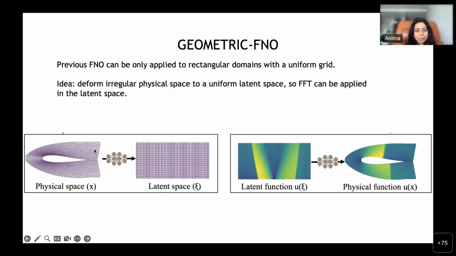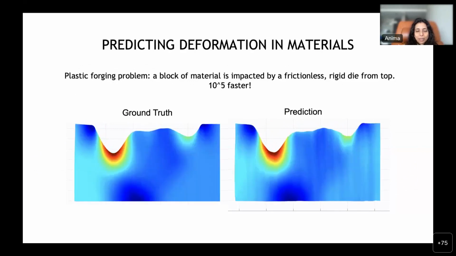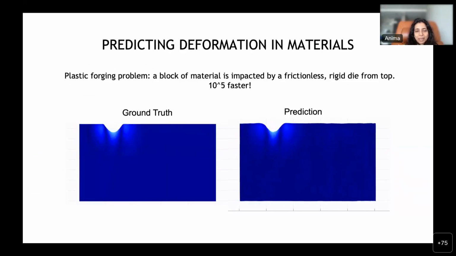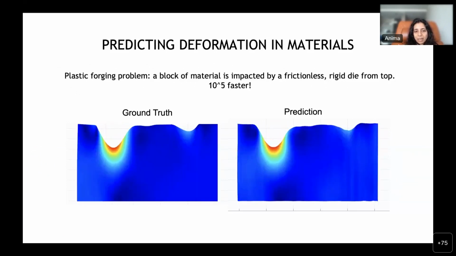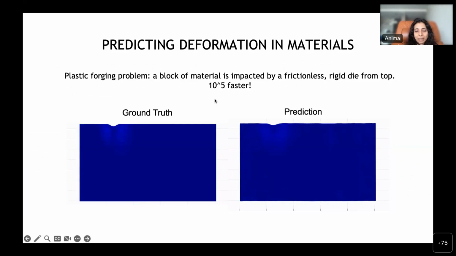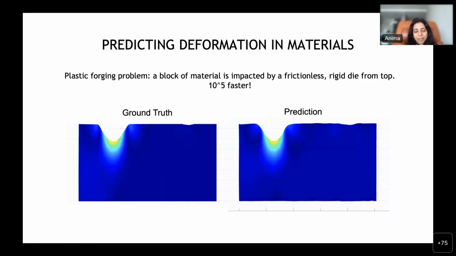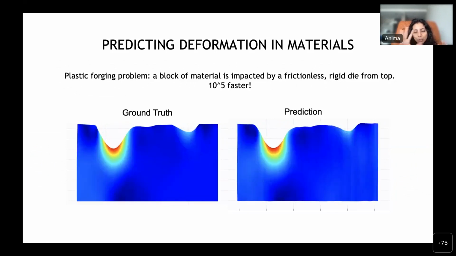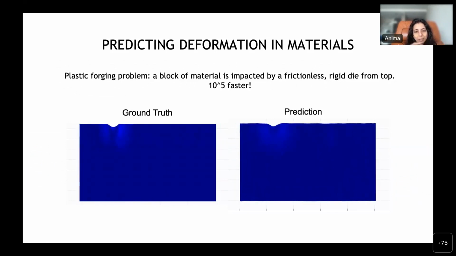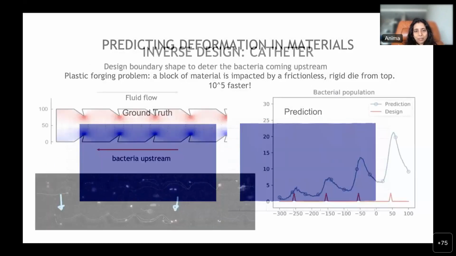And so what we do is we learn such deformations point-wise. And this way we can go to a latent space and do efficient computations and come back to the standard domain. And so you can see where we predict deformation for plastic forging here. And again, we see really impressive speedups, about 100,000 times speedup over standard numerical methods. And you can see that the geometry is changing over time, and it's able to maintain and do that prediction.